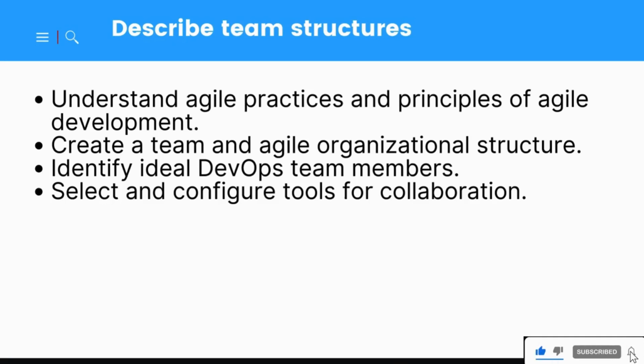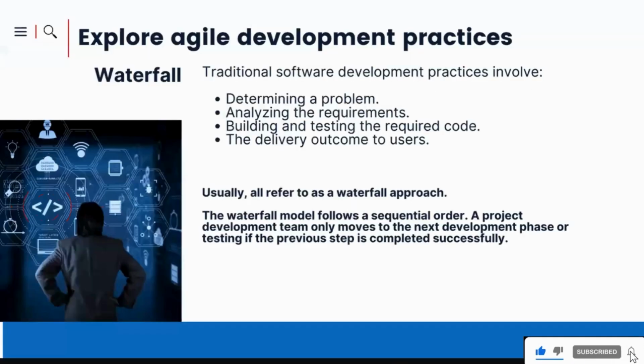So learning and understanding the agile practice and principles of agile development is the motive, and creating a team and agile organization structure. What is agile? Basically, we are going to talk about identifying ideal DevOps team members, and selecting and configuring tools for collaboration. Right. So, exploring agile development practice.